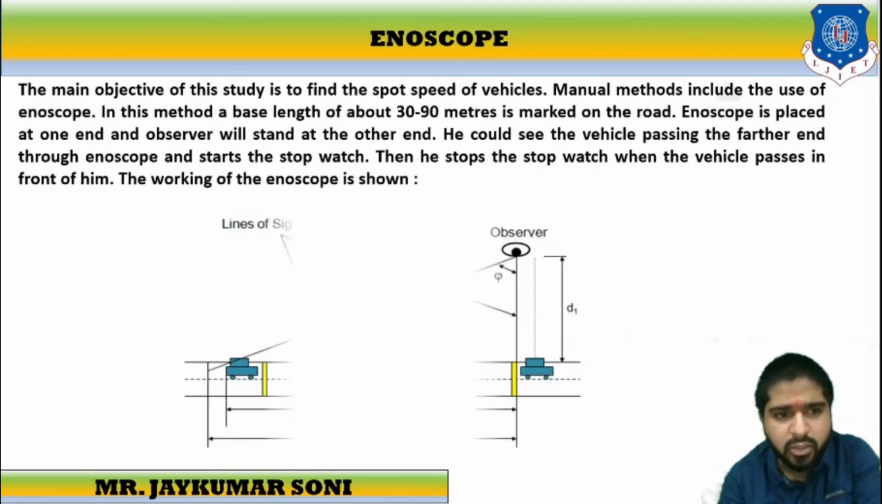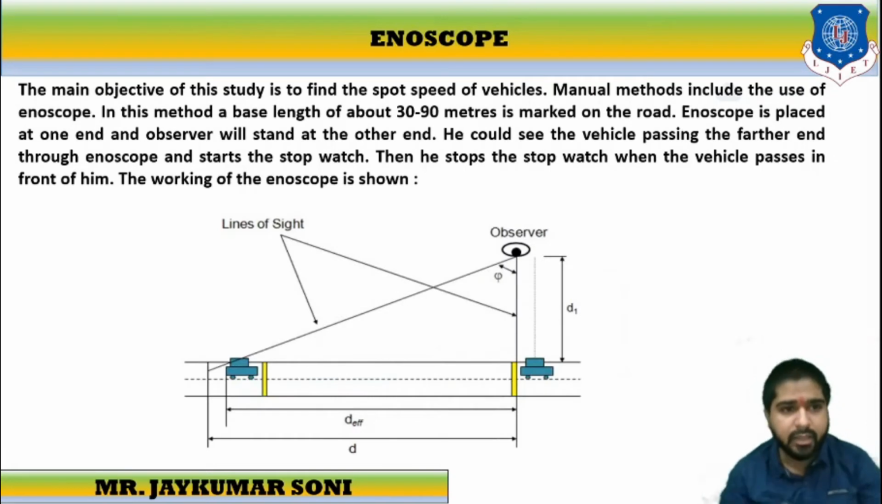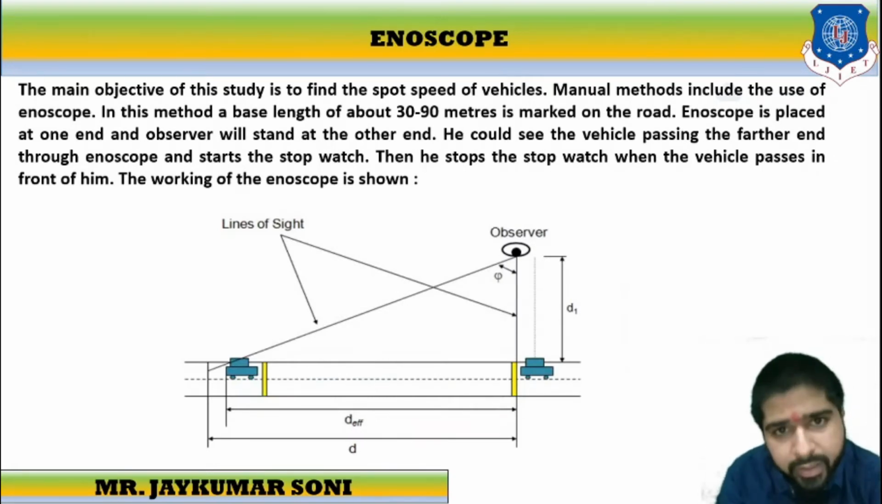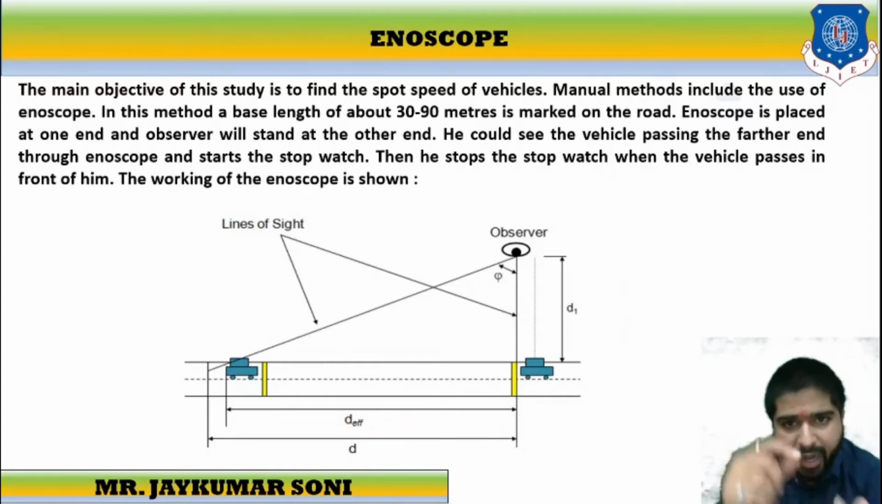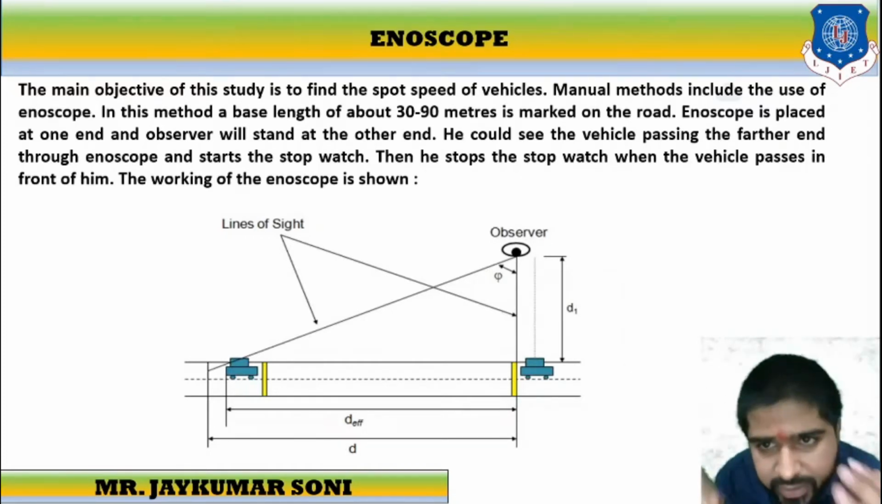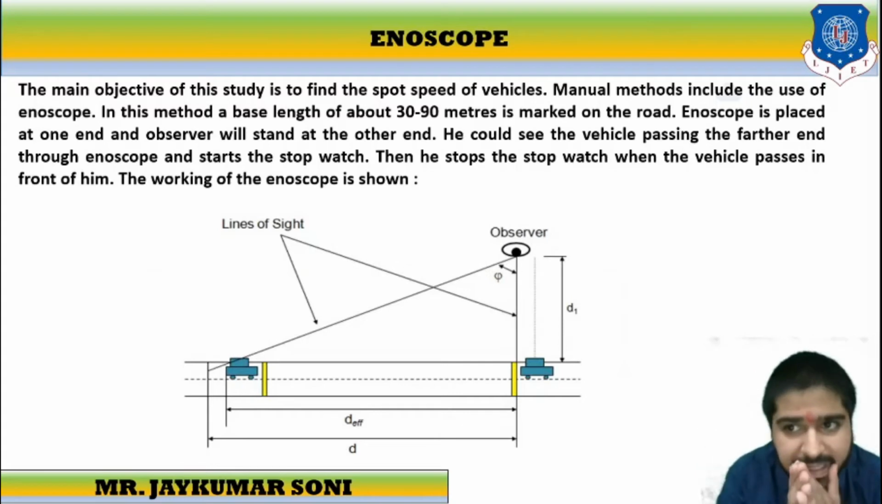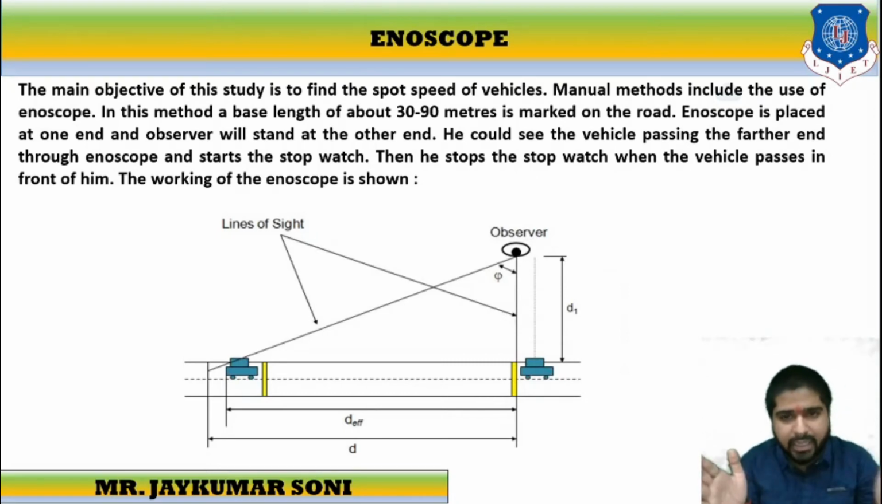What happens in the anoscope is, the main objective of this study is to find the spot speed of the vehicle, means instantaneous speed at that moment, at that time, at that section. The manual methods include the use of anoscope. This is the manual method. In this method, the base length of about 30 to 90 meter is marked on the road. Initial and ending point is marked.